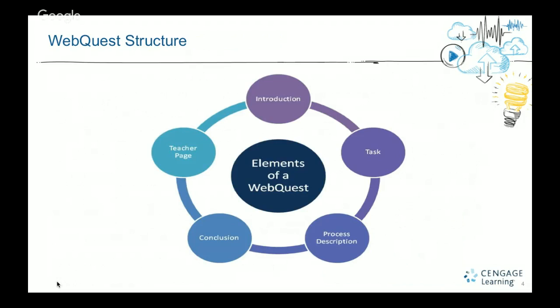And a very important part of WebQuest is sharing. People share their WebQuest in many sites. So you have to be prepared to share your WebQuest with the public, with the audience. So let's see a little bit more in detail what the WebQuest structure is.